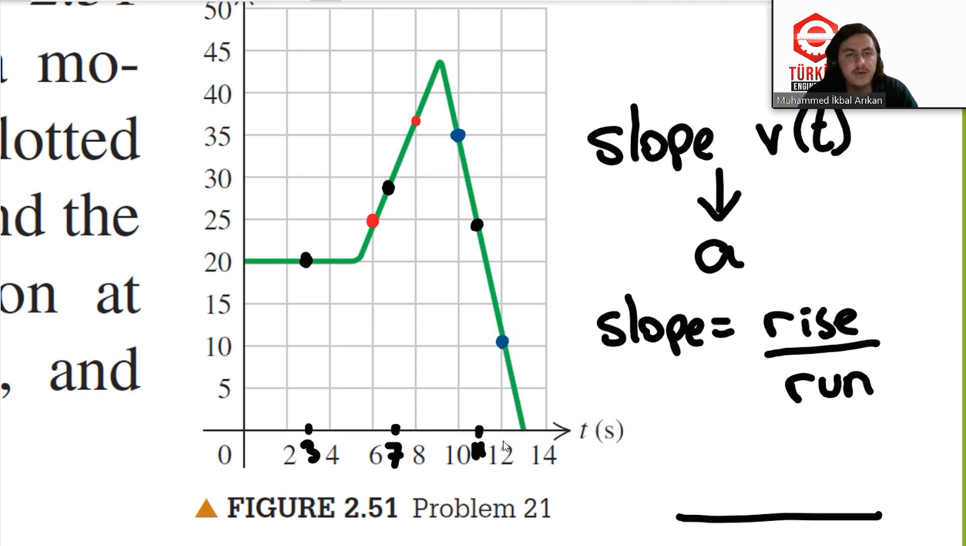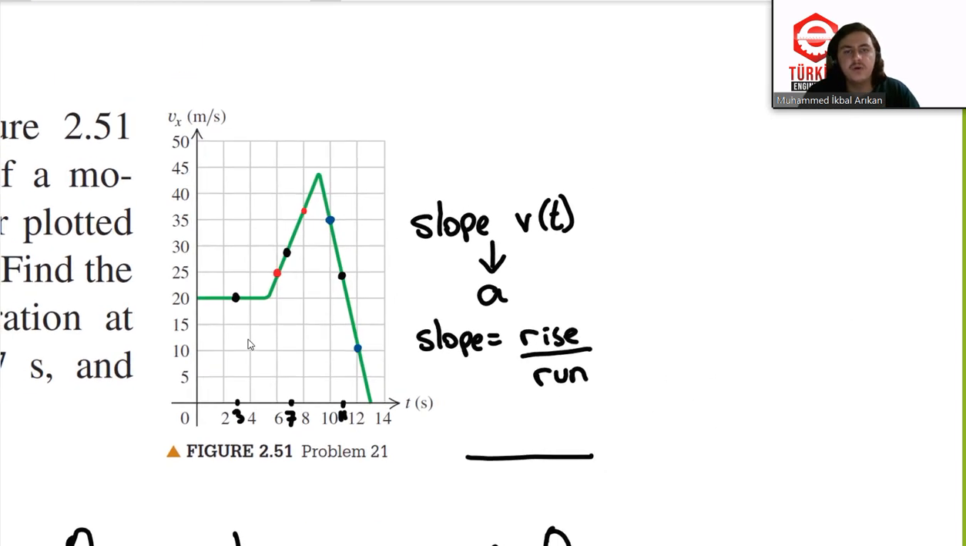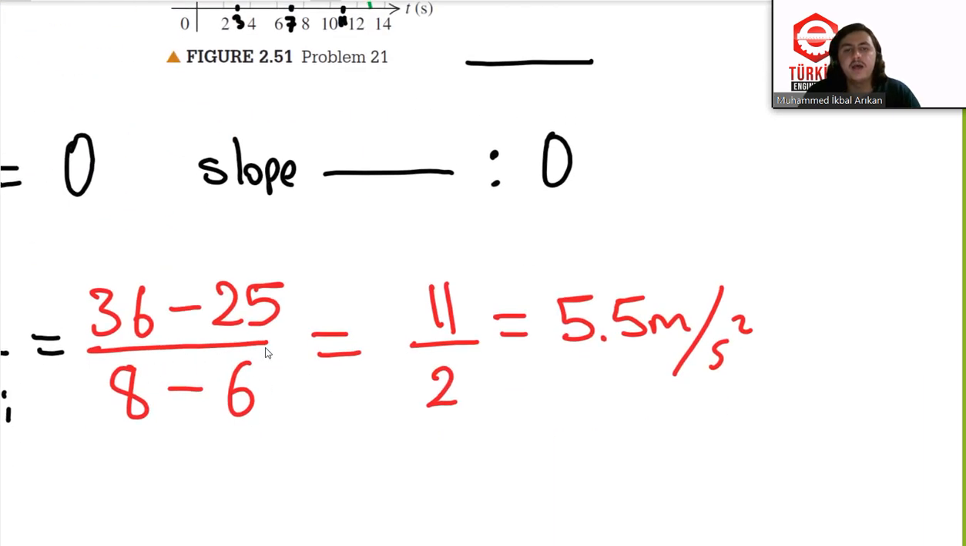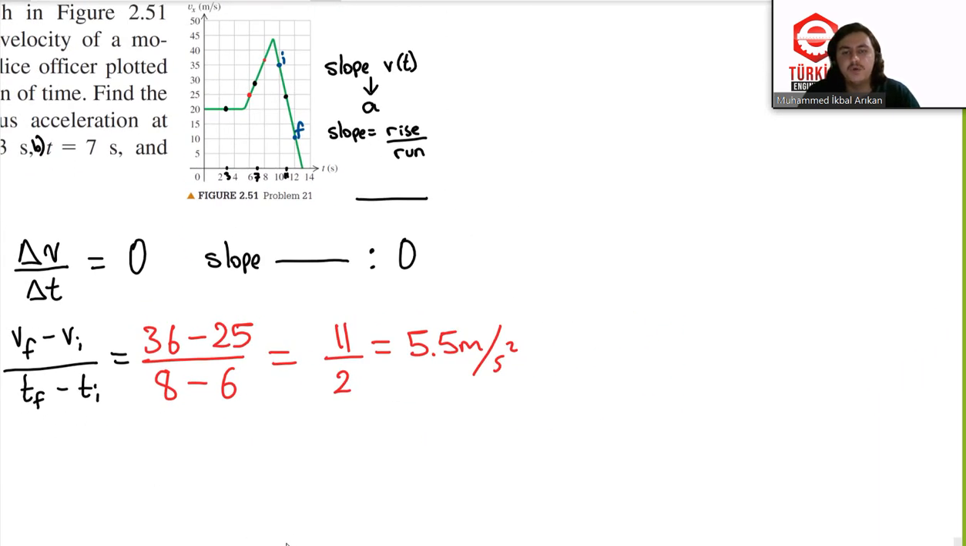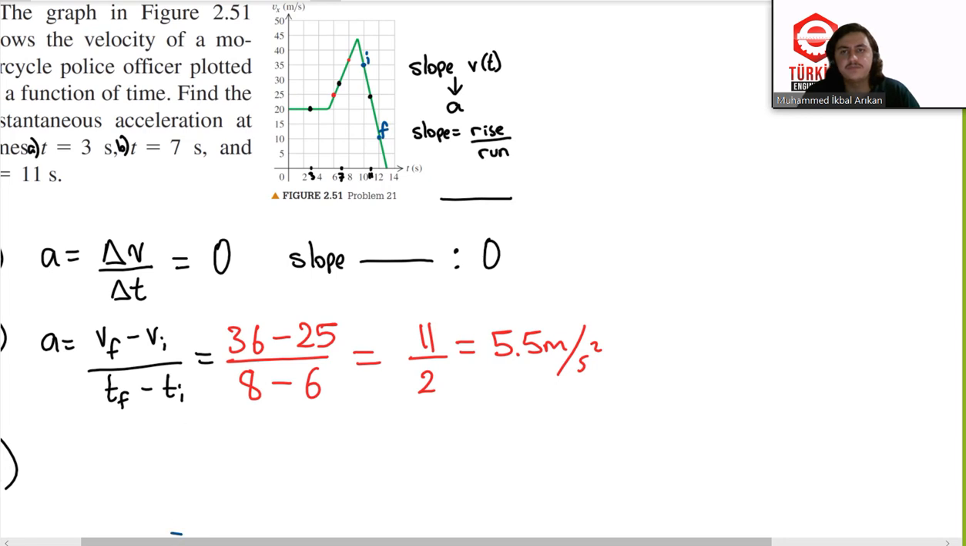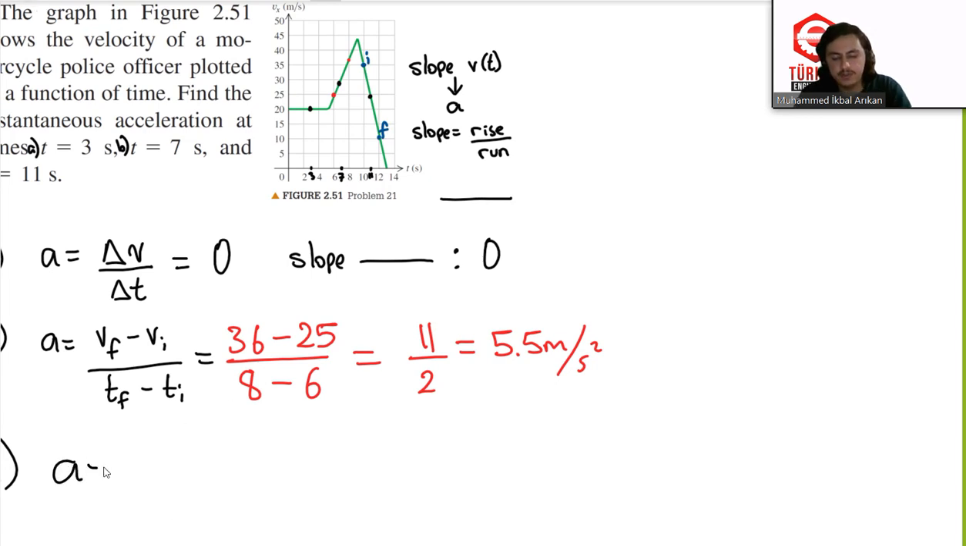So here I have 12 seconds and I have 10 meter per second velocity, and here I have 35 meter per second velocity, and our time is 10. So here is my final point and here my initial point. Okay, so I will put the general formula. Acceleration will be equal to v final minus v initial divided by t final minus t initial.